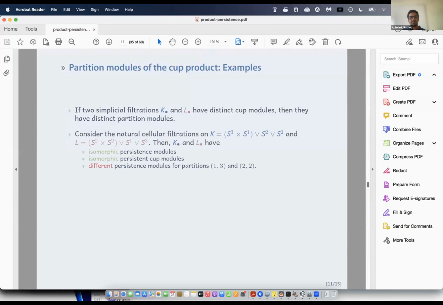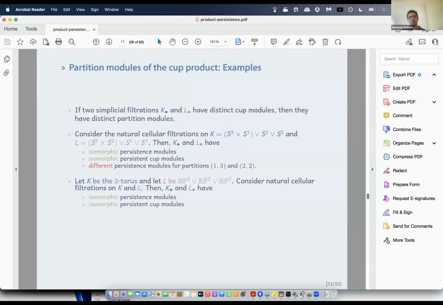Now this begs the question, can you define even stronger invariants? That seems to be the case. For instance, if you take a 3-torus as a complex K, and your complex L is defined by RP2, wedge RP2, wedge RP3, and you consider the natural cellular filtrations on these two complexes, then they have isomorphic persistence modules, isomorphic persistent cup modules, and also isomorphic partition modules. But if you just look at the complexes K and L, they have non-isomorphic cohomology rings. So surely we can define something that's even stronger.